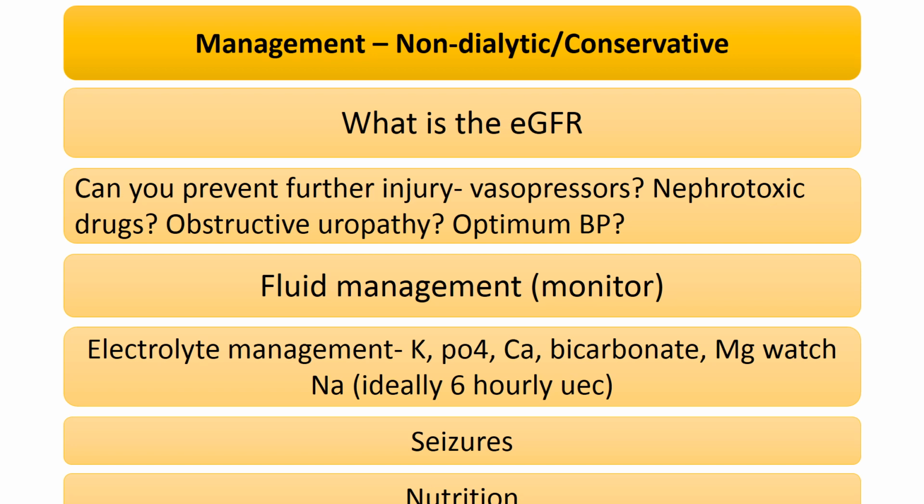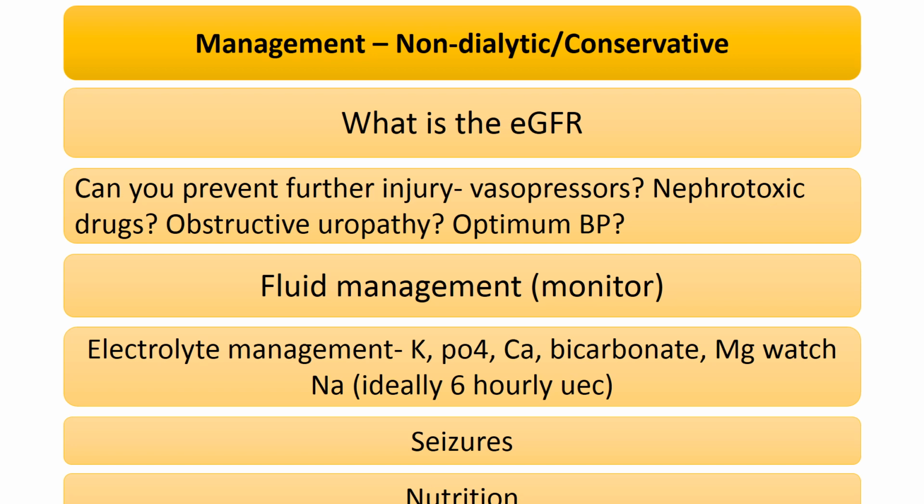The second thing that we are going to do is to ask ourselves if we can prevent further injury. So preventing further injury, for example, if our patient's blood pressure is suboptimal, we're going to ask ourselves if we need to give a fluid bolus. Do we need to give vasopressors such as adrenaline, such as dopamine, noradrenaline to support the BP so that we hit the target mean arterial pressure?